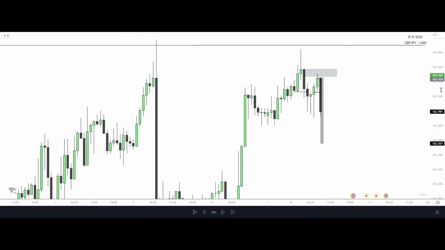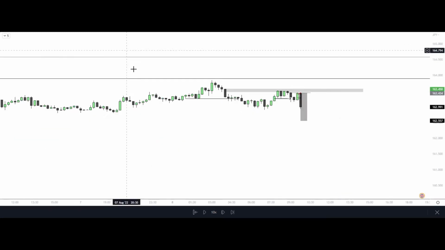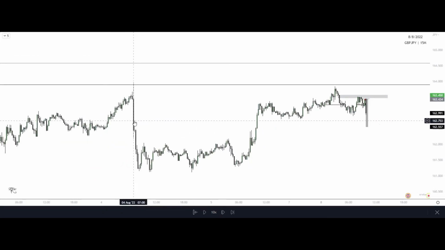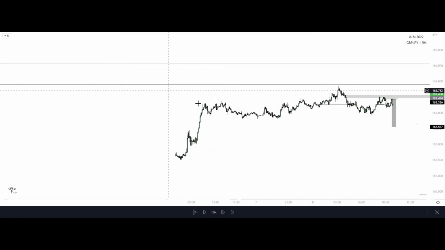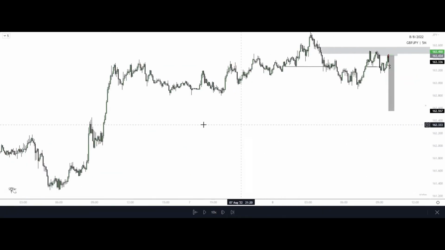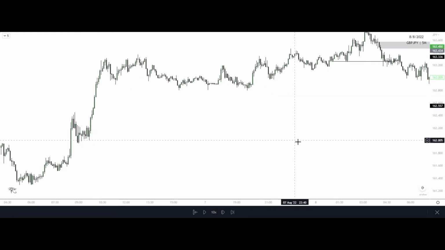So if I go on my 15-minute time frame, we can see we broke a structure point right here. There are candles available within. Let's go on the 5-minute. Look within here too, and this is where I ended up taking profits.